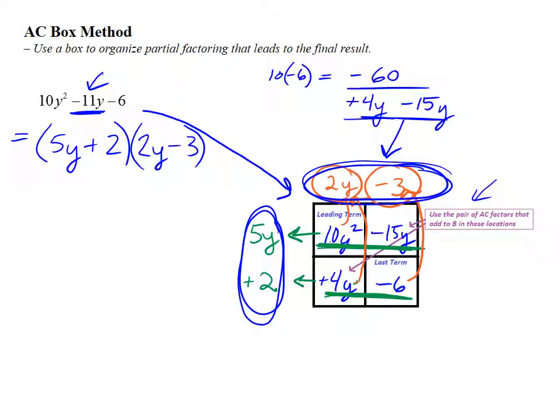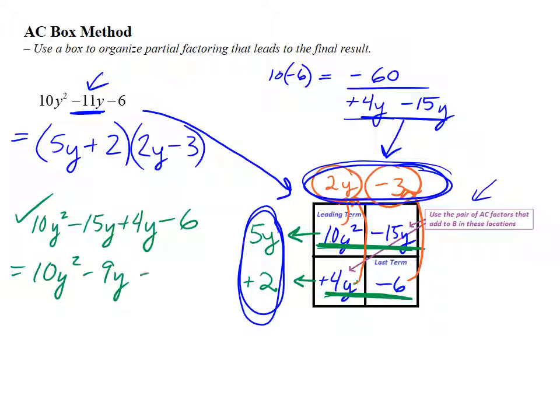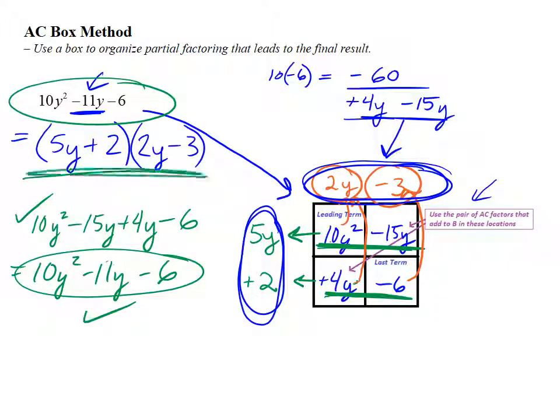Last step, always check to make sure you didn't make a mistake. So FOIL this out. 5y times 2y is 10y squared. Outside terms would be negative 15y. Inside terms would be positive 4y. Last terms would be negative 6. Collect like terms, 10y squared minus 9y minus 6. Oops, I added wrong. Negative 15 plus 4 is negative 11. Always check as you go, be careful, and that does match what I had. So this is my result using the AC box method.